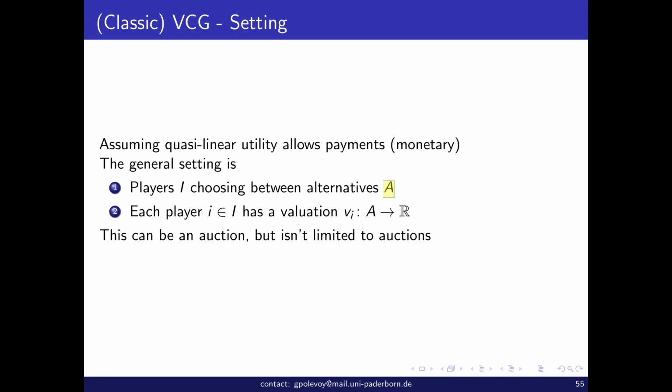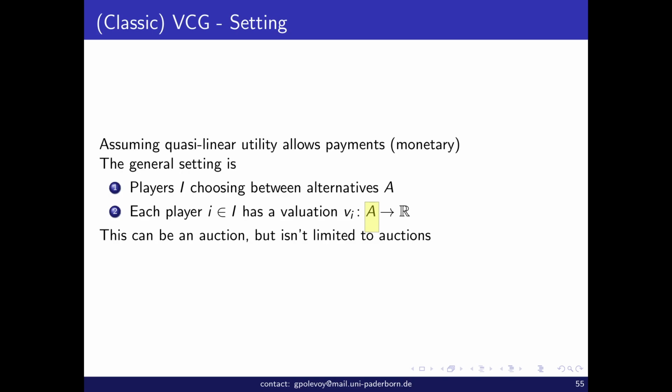Our valuation function basically gives, for every alternative, some real number telling how much the player likes or dislikes that alternative. This can be, for example, an auction. So the alternatives, of course, mean who gets to sell the item, items, whatever, and then also usually the person who gets the item needs to pay something.